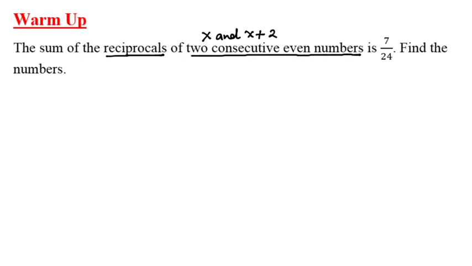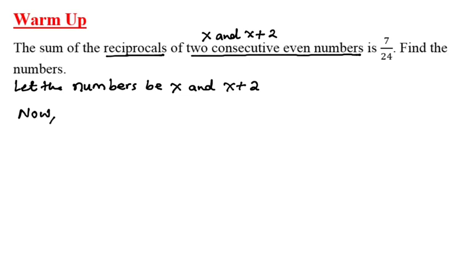So that's our first step. We consider the numbers. Let the numbers be x and x plus 2. Now, the question says sum of the reciprocals. Reciprocal of x is 1 over x. Reciprocal of x plus 2 is 1 over x plus 2. And when you add this, the result is equal to 7 divided by 24.